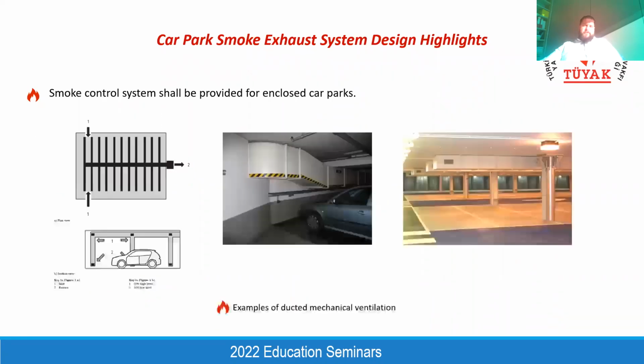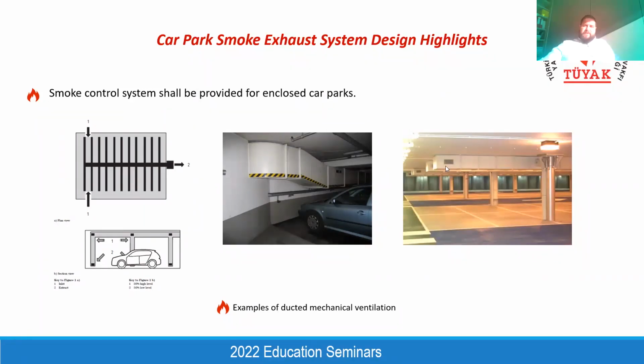And if you have an enclosed car park system, you have two options. First of all is the conventional hard ducted smoke exhaust system. And the second option is a jet fan smoke exhaust system. Both of them have advantages and disadvantages, but I will try to explain the main differences between them. For the hard ducted system, you will have these kinds of ducts all around your car park to exhaust the smoke and exhaust air released from the cars.